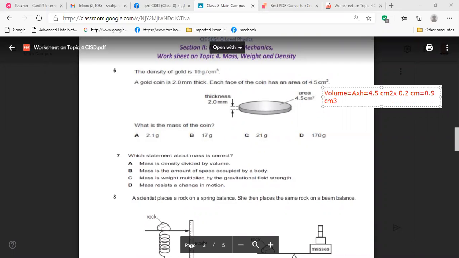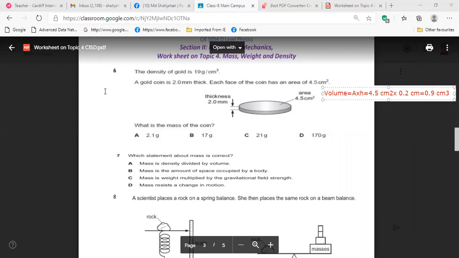Won't it be centimeter cube? Yes. Okay, then we have the volume. Now it's easy for you, right? Volume times density. So what will be the answer?